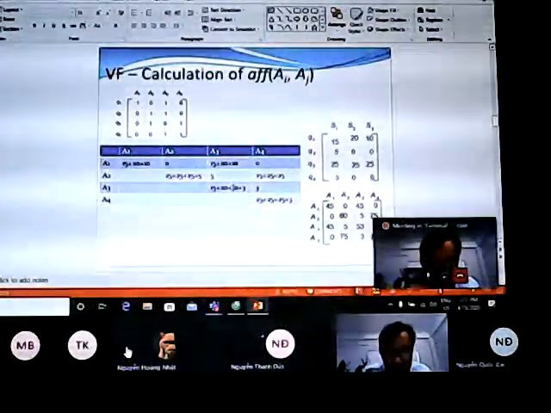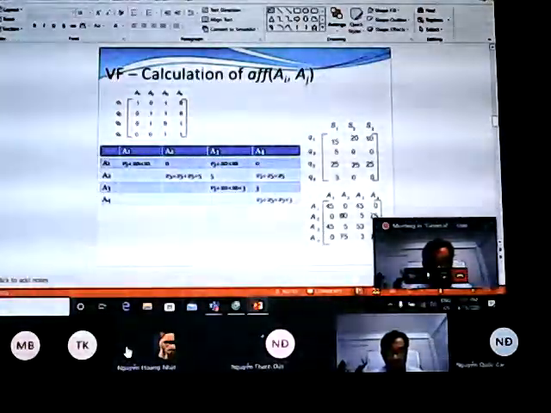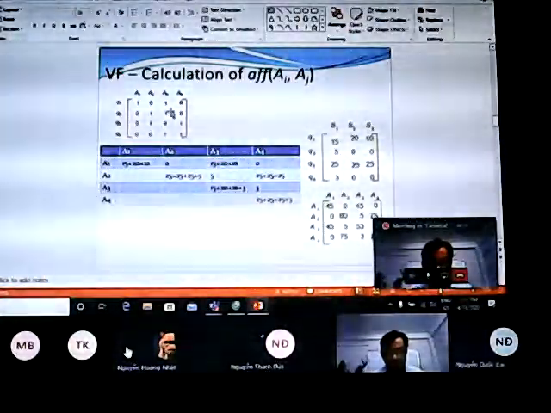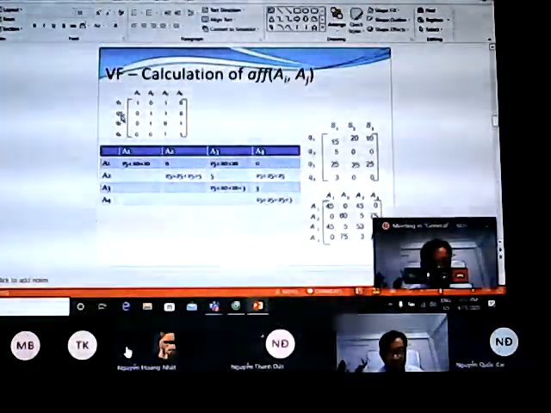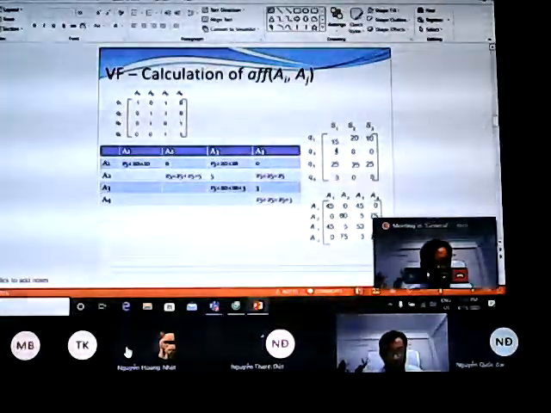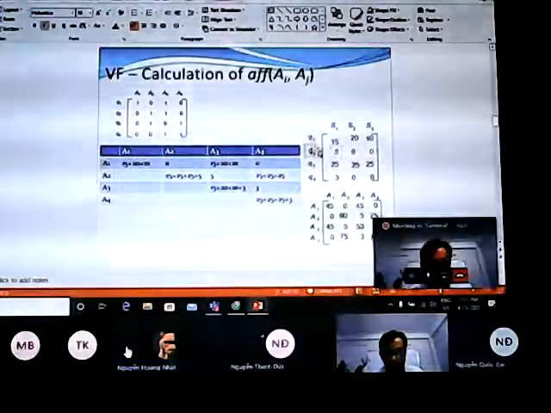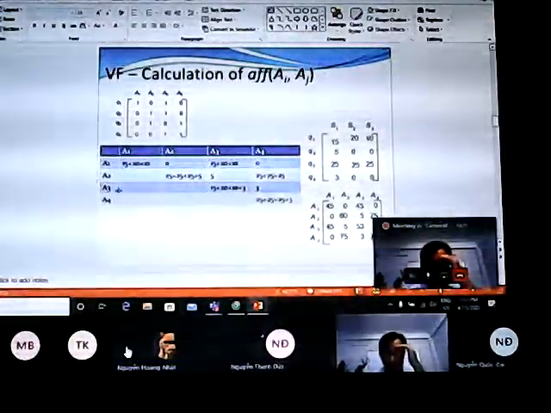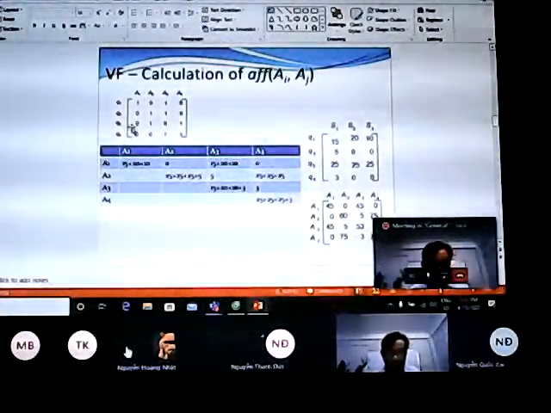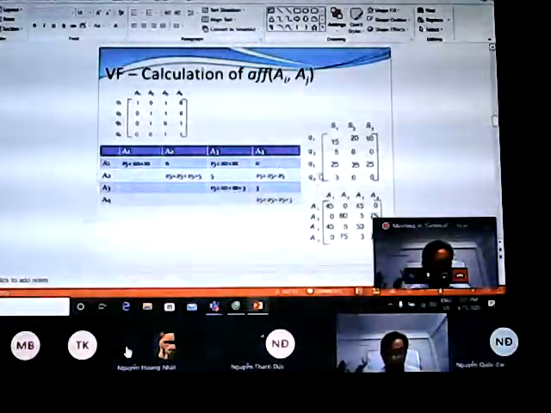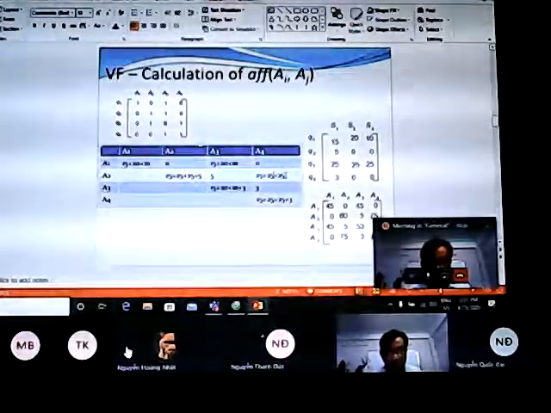Can you find the affinity matrix? Now we go to A2, A3. A2 and A3 use the same query, query 2. So the value here will be 5. Yes, 5, that I have. How about A2 and A4? A2 and A4 use the same query 3. So the value of this will be 75.